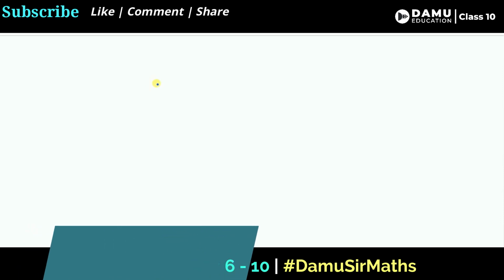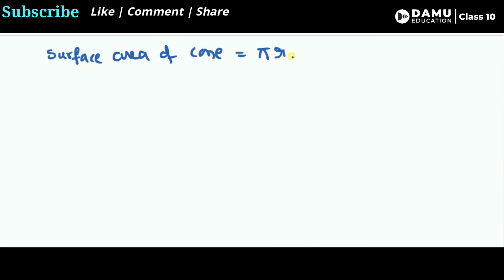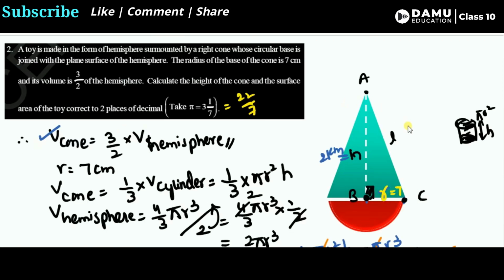So what is the surface area of the cone? Surface area of cone will be equal to pi r l. We don't know what the slant height is, so this one we have to find.